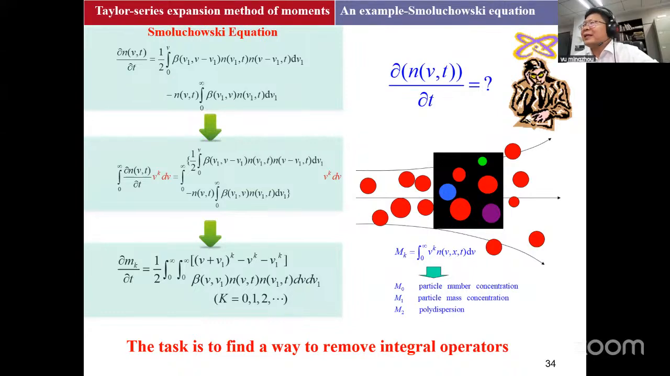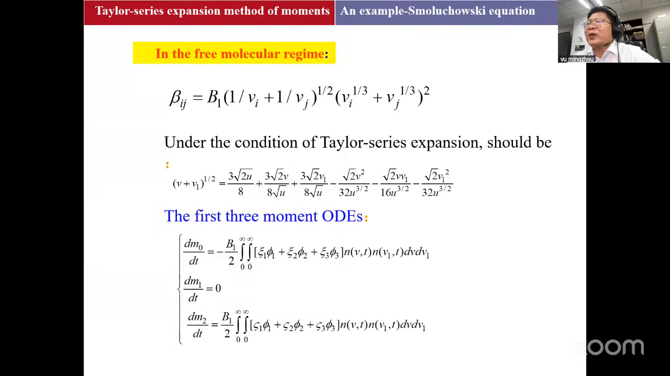This is the number density-based equation, and the internal variable is particle volume. To convert it to a moment-based equation, we need to multiply by v to the power of k. Here, beta is the coagulation kernel, and then the task is to find a way to remove the integral operator. We need to remove this one. If we use Taylor series to deal with some unclosed terms, we can convert the Brownian coagulation equation to a system composed of those equations, but it is not closed yet.